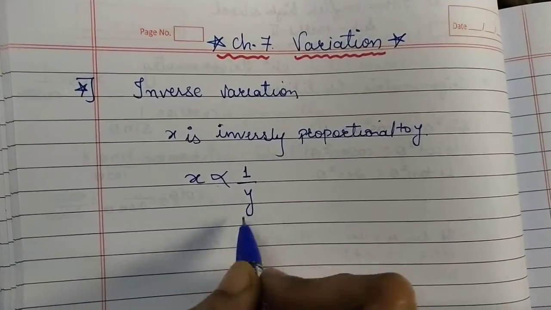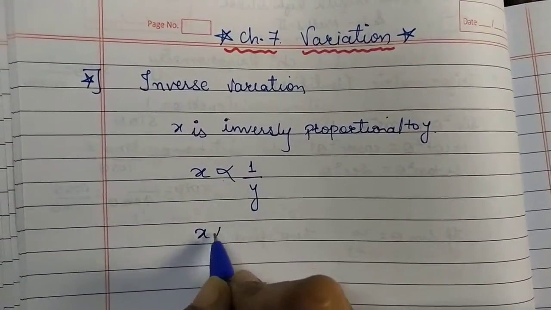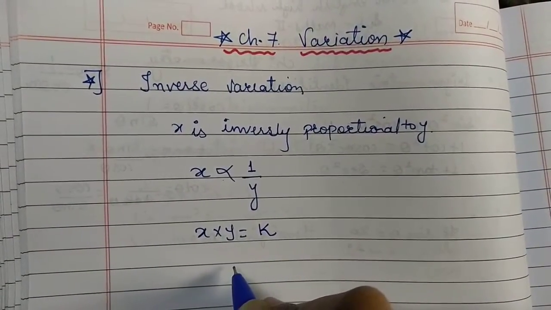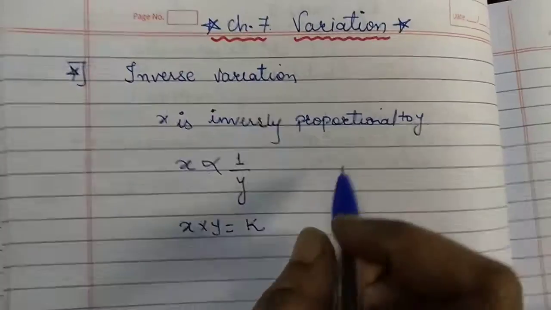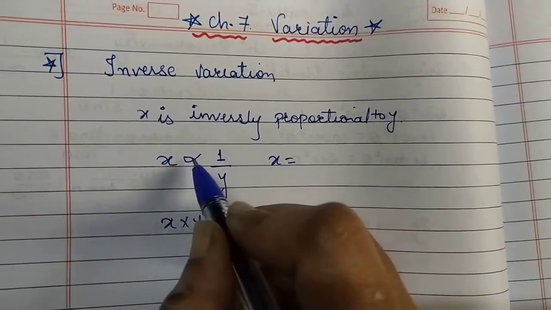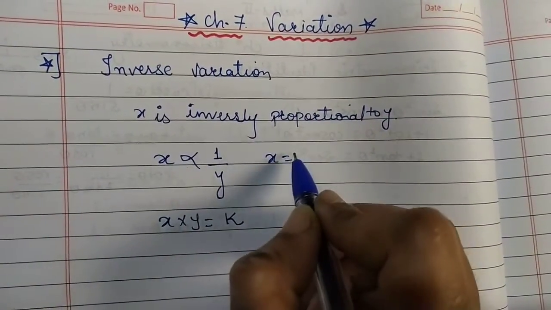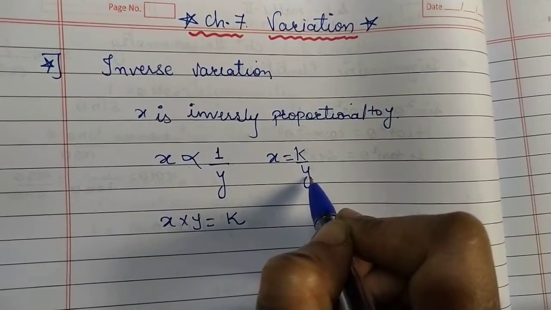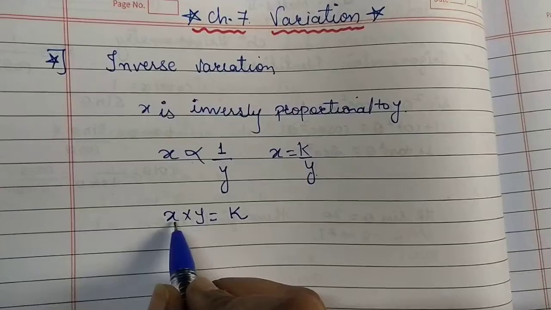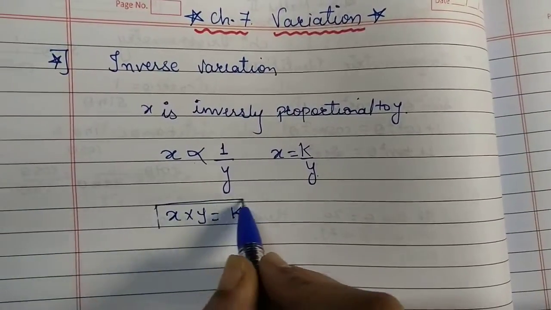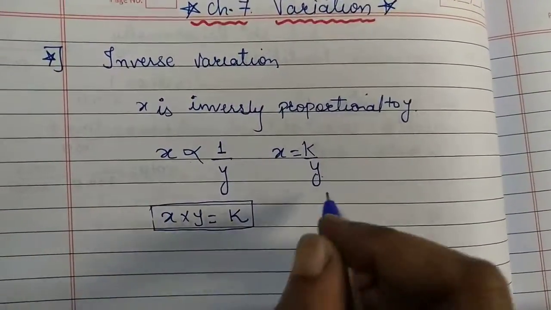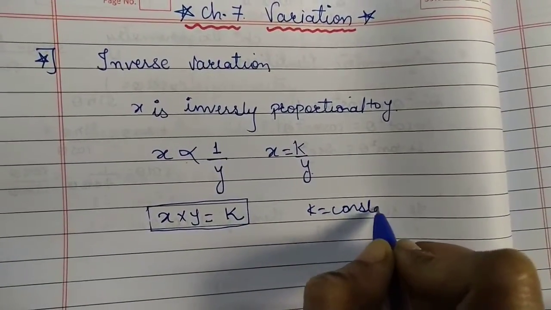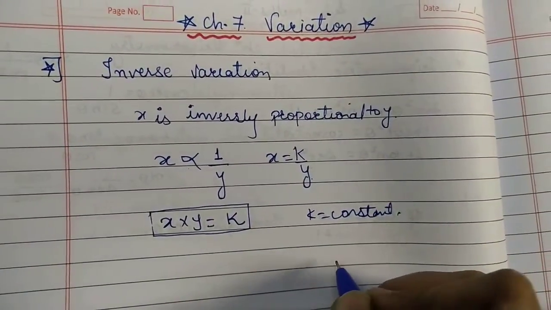And how can you convert this into the form of an equation? x into y equals k. First of all, x equals k upon y, where I have transposed this symbol into the constant k. I have shifted this y to the left hand side, so it is x into y equals k. This is the equation of inverse variation, where k is constant.